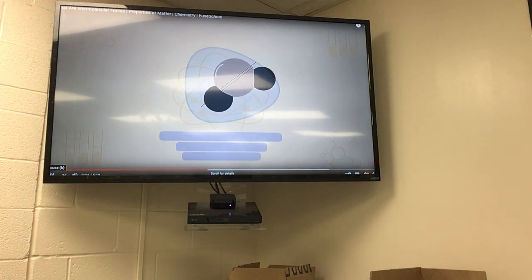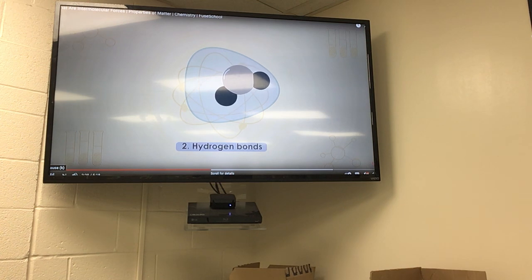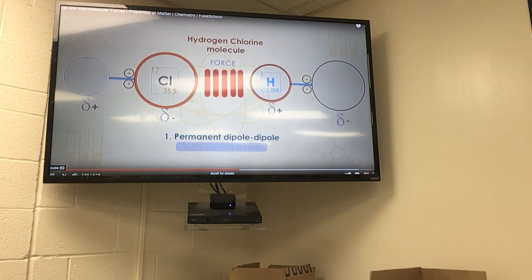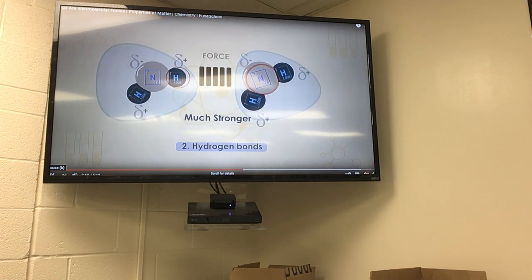The second type of intermolecular force is the hydrogen bond. The permanent dipole in a covalent bond between a hydrogen atom and a fluorine, oxygen, or nitrogen atom is particularly strong. Thus, the attraction between the electron-deficient H delta positive of one molecule and the lone pair of electrons on a fluorine, oxygen, or nitrogen atom of another molecule is much stronger than the permanent dipole-dipole attraction mentioned before between the two hydrogen chloride molecules. This particular type of dipole-dipole attraction is given the special name of hydrogen bond.